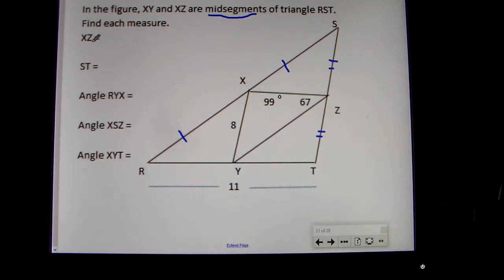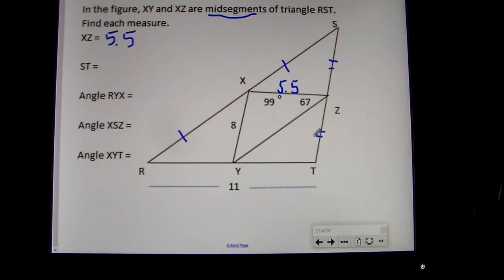Find each measure. Well, XZ. To find this measure, XZ, we know that's half of RT based on our mid-segment theorem that we just talked about. So if RT is 11, half of that will be 5.5 because 11 divided by 2 is 5.5. So XZ is 5.5.